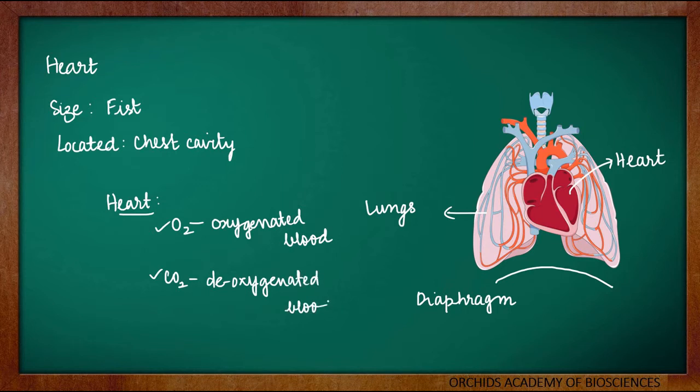So the oxygenated blood should not be mixed with deoxygenated blood, and therefore there is a separation in between our heart, and this is called as septum. This septum separates the oxygenated part of our blood in the heart with the deoxygenated blood. Now let us discuss the structure of human heart in detail. Our human heart is four-chambered to avoid any kind of mixing of oxygenated and deoxygenated blood.